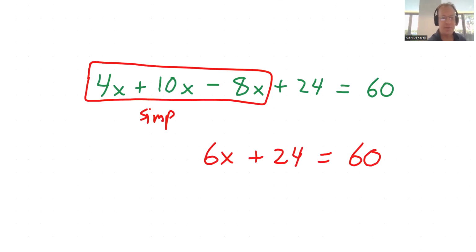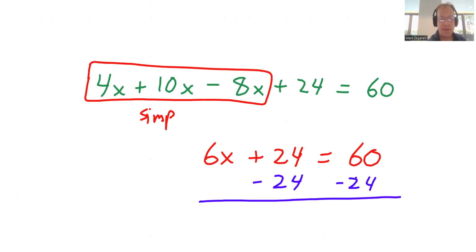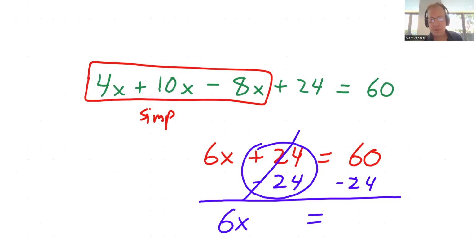We'd like to get this side even simpler. So we're going to choose to take away 24, but we have to do that on both sides. Good news here is that that goes away, leaving us just 6x equals 60 minus 24. I have to change this to a 5 and put a 1 here, right? For borrowing. 10 minus 4 is 6. 5 minus 2 is 3. 6x equals 36. Can you see what x is?